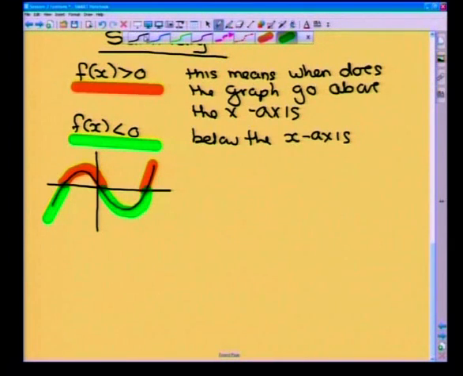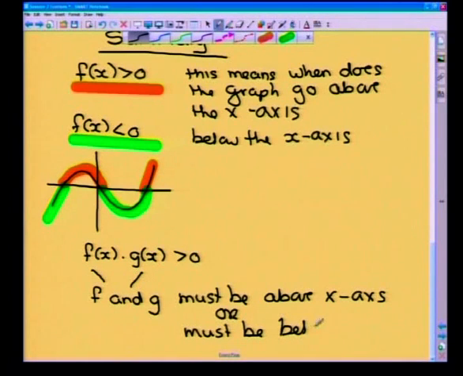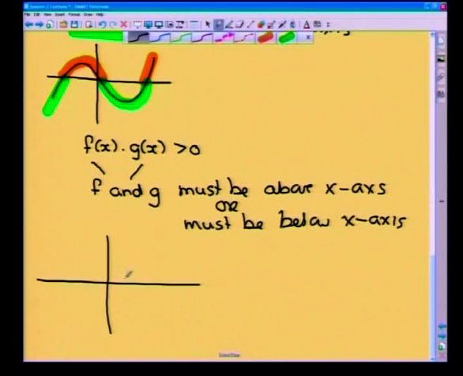Right, the only last thing I want to do is talk of a combination of the two. So if they're talking about f of x times g of x greater than 0, that means that f and g must be above the x-axis or must be below the x-axis. So in other words, here they are in the same place. So if I did a little rough sketch quickly, let's just stick a curve in like this and one in like that sort of looking thing. Let's just make this another color so it's easier to see. And now I'm talking about where are they positive. It would be here because they're both above, here because they're both below, and that's it.